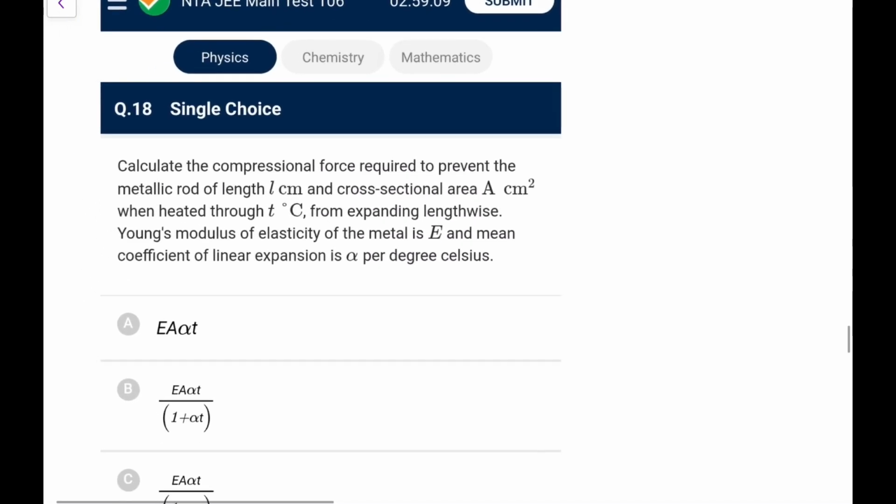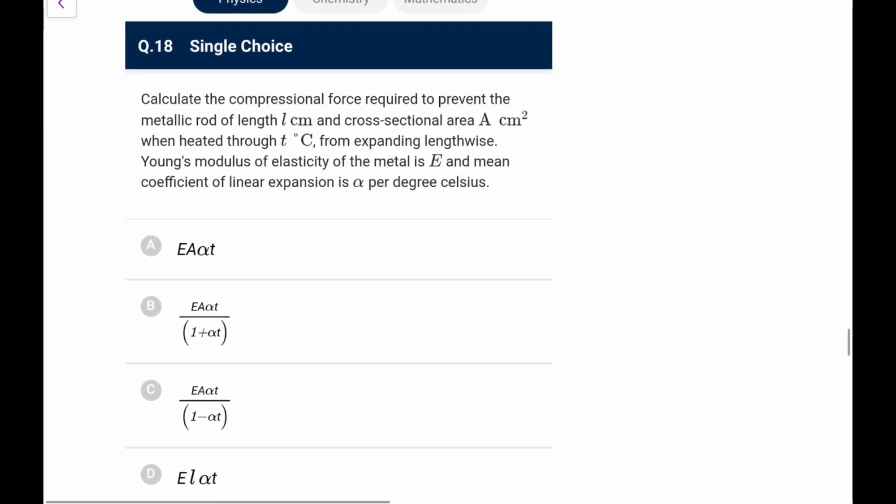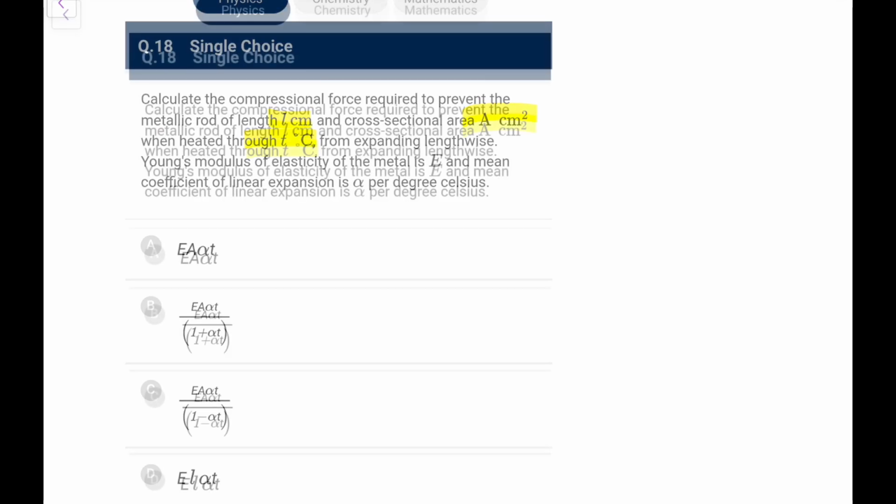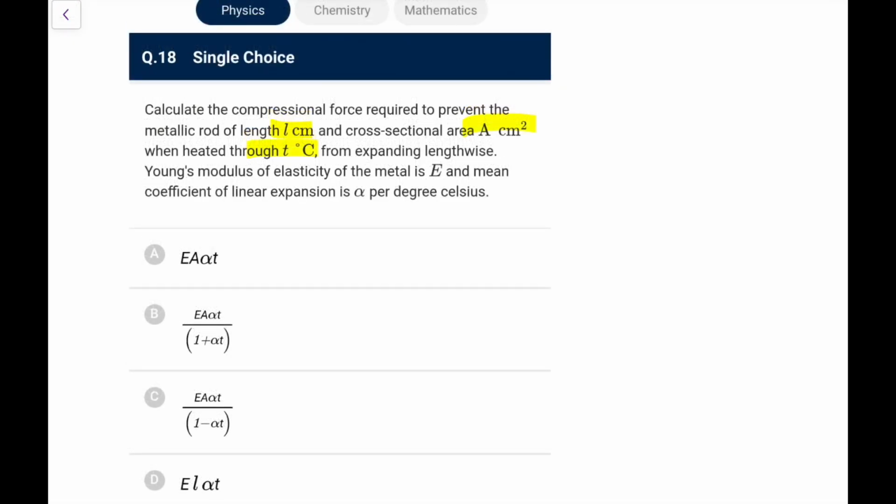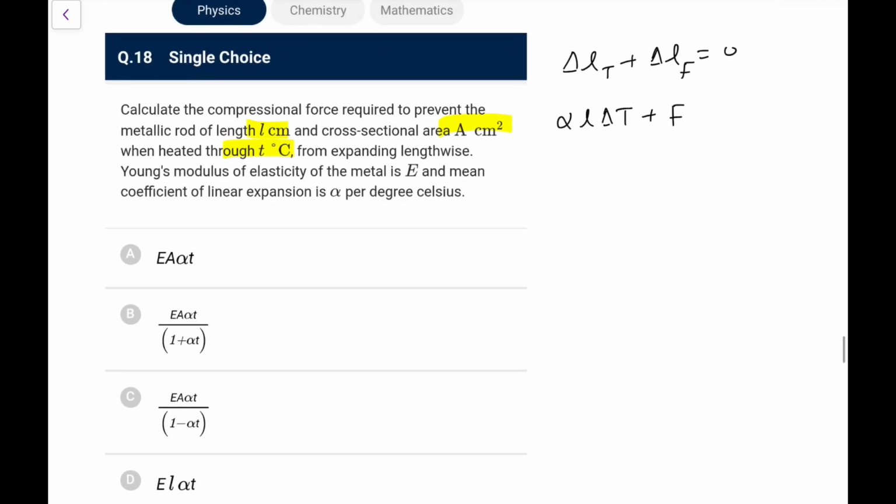Nice question. Next one. Calculate the compressional force required to prevent a metallic rod of length L and area A from expanding when heated through T degrees. The length change would be delta L because of the temperature effect plus delta L due to the force effect, and the sum should be equal to 0. Due to temperature change, the length changes by delta L equal to alpha L delta T, which you always write like that, and delta L due to force would be FL upon AY.